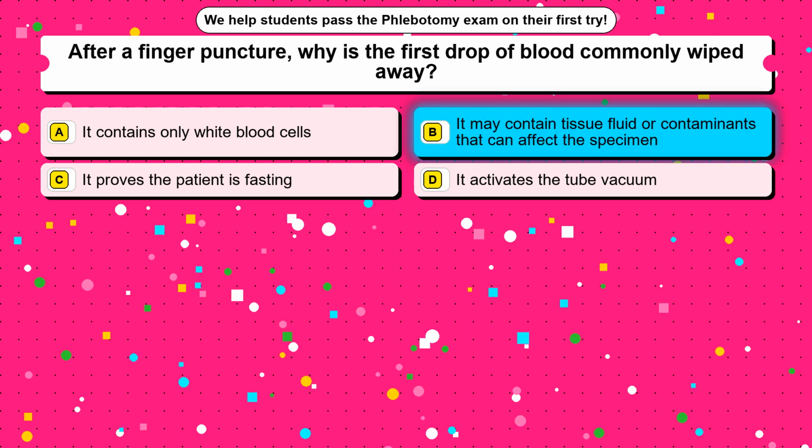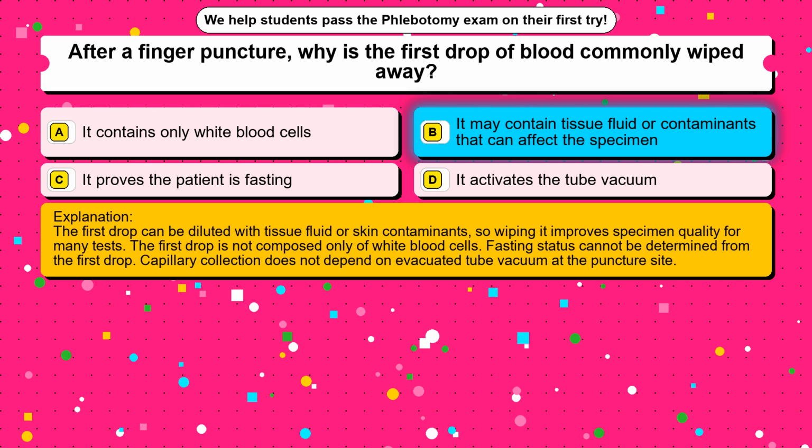The correct answer is option B. It may contain tissue fluid or contaminants that can affect the specimen. The first drop can be diluted with tissue fluid or skin contaminants, so wiping it improves specimen quality for many tests. The first drop is not composed only of white blood cells. Fasting status cannot be determined from the first drop. Capillary collection does not depend on evacuated tube vacuum at the puncture site.